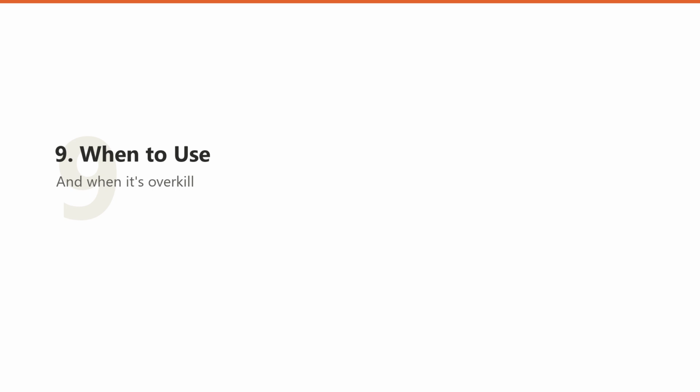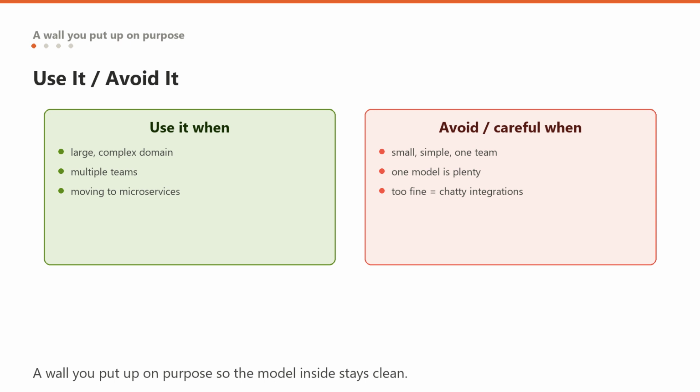Concept 9. When to invest in bounded contexts and when not to. When should you invest in bounded contexts? Use them when the domain is large and complex, when multiple teams work on it, and when you're moving toward microservices. They give you autonomy, clarity, and independent evolution. When are they overkill? For a small, simple application with one team and one straightforward model, one context is plenty. Don't over-engineer.